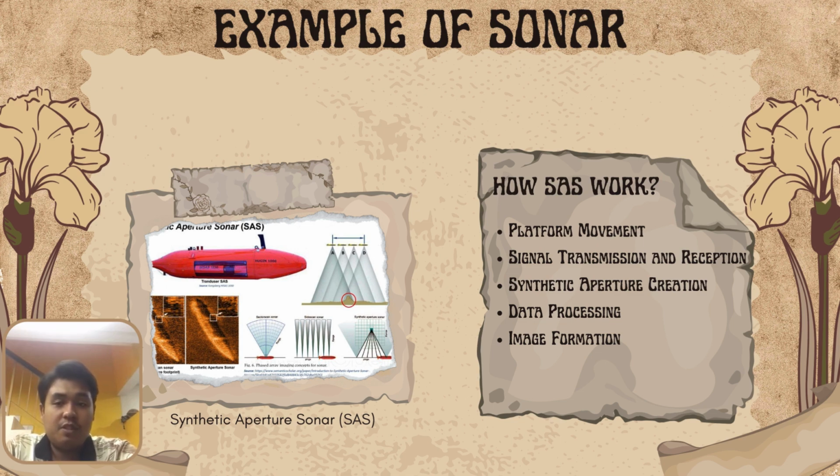Next is synthetic aperture creation. By combining the received signals from multiple positions along the platform's path, SAS creates a synthetic aperture. This synthetic aperture is much larger than the physical sonar array, allowing for higher resolution imaging. Next is data processing. Signal processing techniques are used to integrate the received signals over the synthetic aperture. This process corrects for the movement of the platform and compensates for any distortions. Lastly is image formation. The processed signals are used to construct high resolution images.